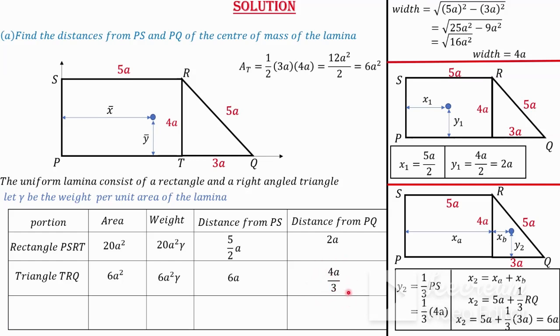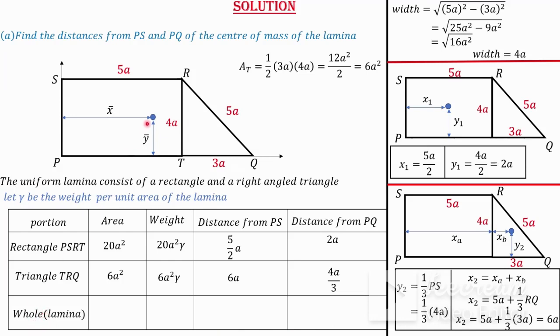So we have already gotten the distance from PS of rectangle PSRT, the distance from PS of triangle TRQ, the distance from PQ of rectangle PSRT, and the distance from PQ of triangle TRQ. So what next? We have to fill the remaining gaps inside our table. So we have to consider therefore the whole lamina in this case, because this is our interest.